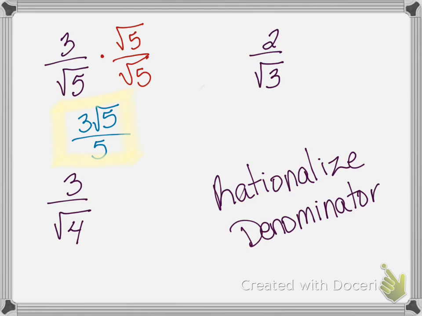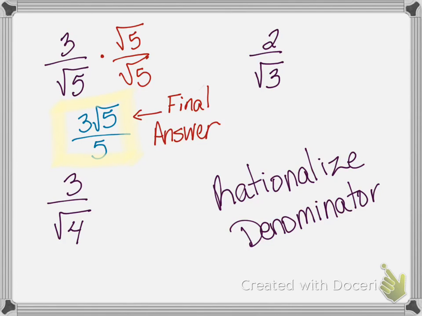And just a reminder, you can't cancel those two 5s. You've got one 5 that's inside a square root, and you have one 5 that's outside the square root. So those can't cancel. So this is your final answer right here. And that is how you rationalize a denominator.